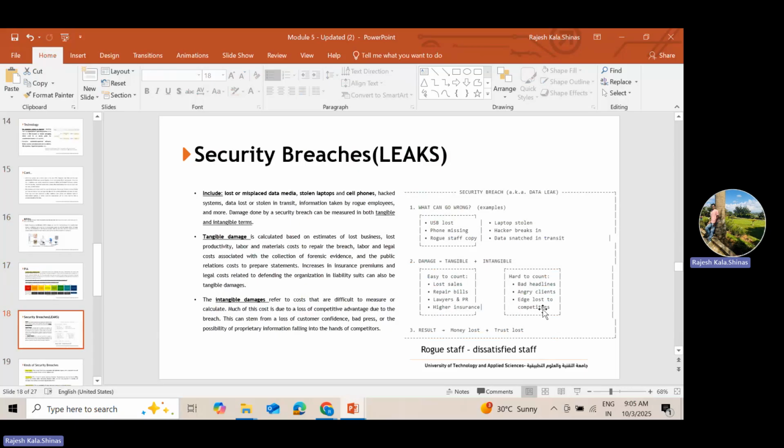So, just coming back to our company, this is what happens. These are security breach examples and the damages that happen when security is breached in a company. Tangible means in countable numbers. Intangible means it's not countable. It is like your image being tarnished, damaged in front of the public. Your clients are getting angry. You lose customers like that.